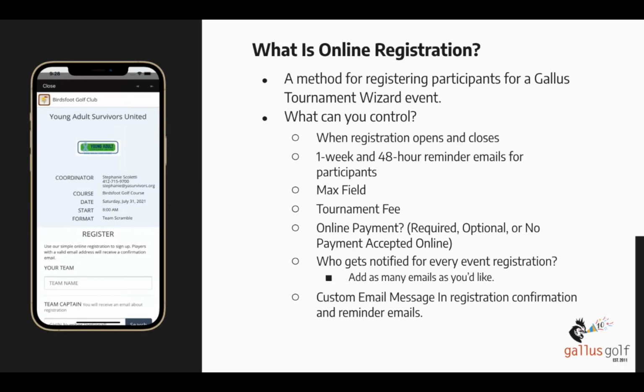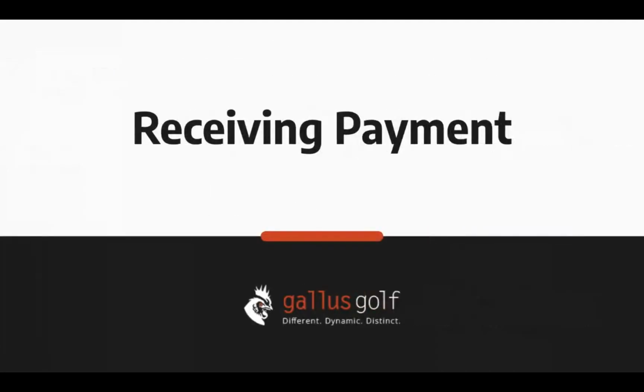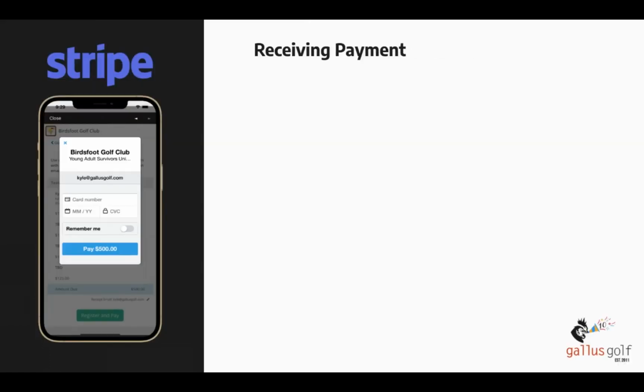Let's go into some of the finer details of it. One of the things we get the most questions about by far is how do I receive payment in my online registration portal? So let's answer some of those. We are integrated with one payment processor. Their name is Stripe, S-T-R-I-P-E. They are an excellent payment processor. They're actually owned by PayPal, so they're set up very much in the same way.